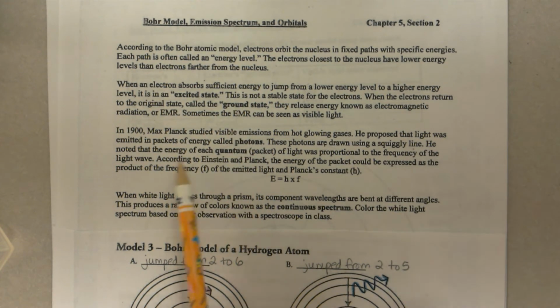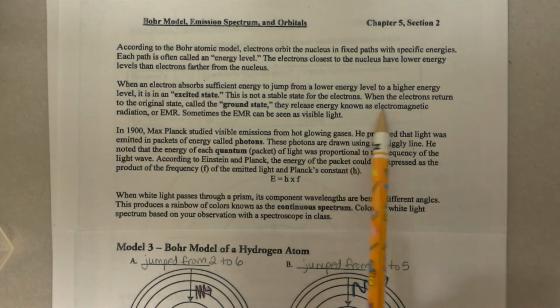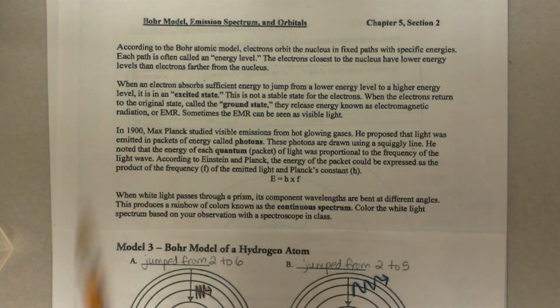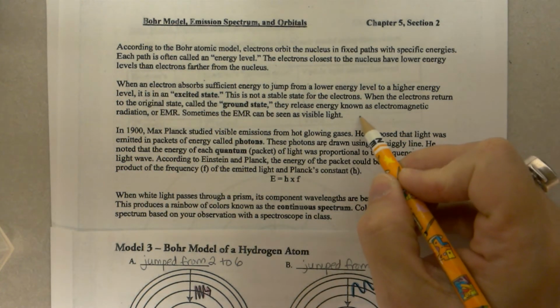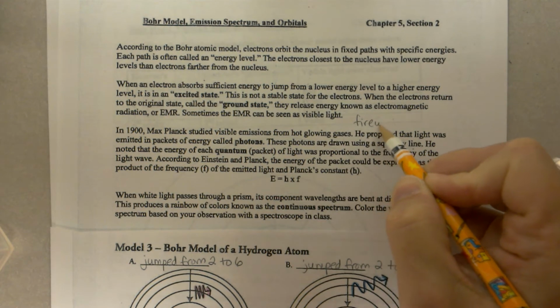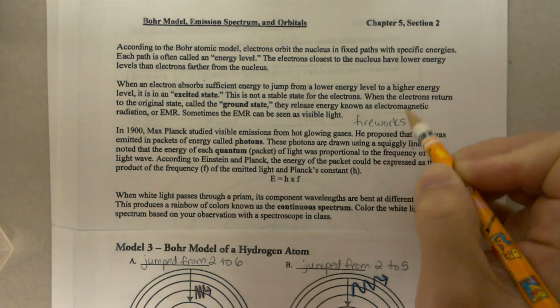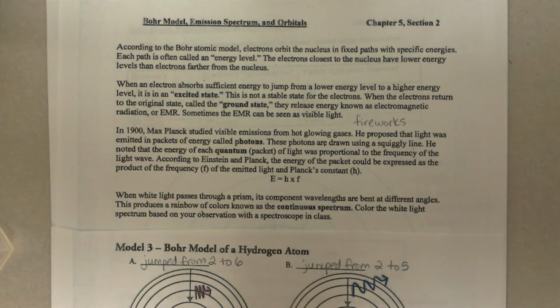When they come back down from the excited to the ground state, they emit energy known as electromagnetic radiation. Sometimes, if that EMR or electromagnetic radiation is within a certain wavelength or frequency, we get to see that as visible light. And that's exciting because these are the kinds of things that are used in fireworks so that we can see those different colors of light.